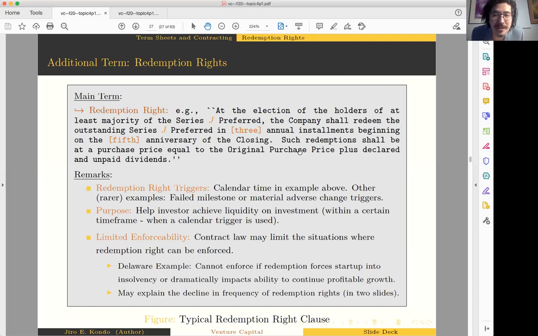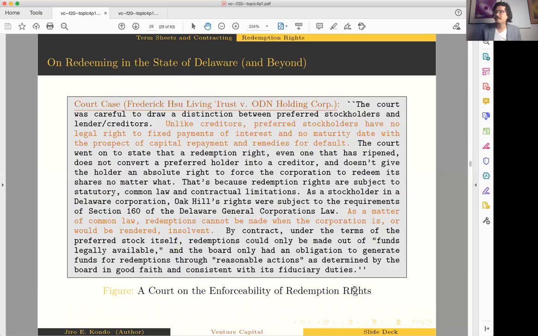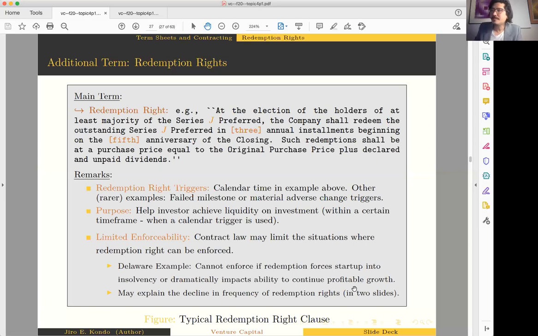Folks okay with this? So here's the thing. Let me show you some data. This is what's been happening to redemption rights, at least in the Bay Area. It's on the down. And this has been a secular decline over time. There's a reason for that.